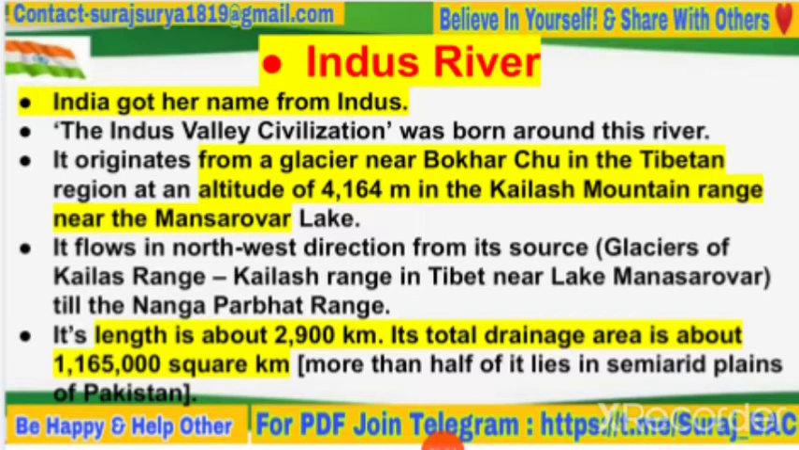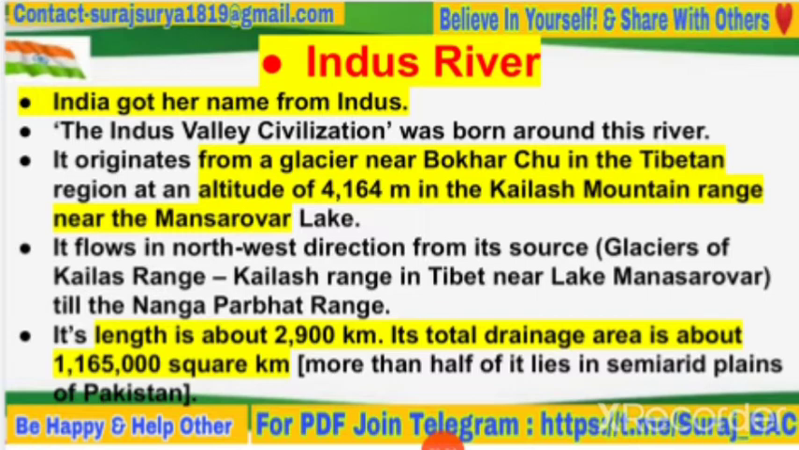We are talking here about the Indus River. It originates from a glacier, as I had discussed earlier, near Bokhar Chu in the Tibetan region, at an altitude of 4,164 meters above sea level in the Kailash mountain range near Mansarovar Lake.